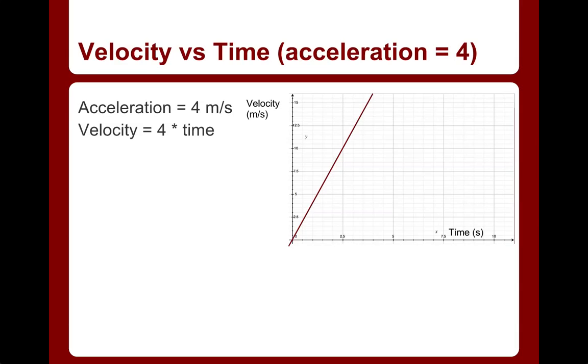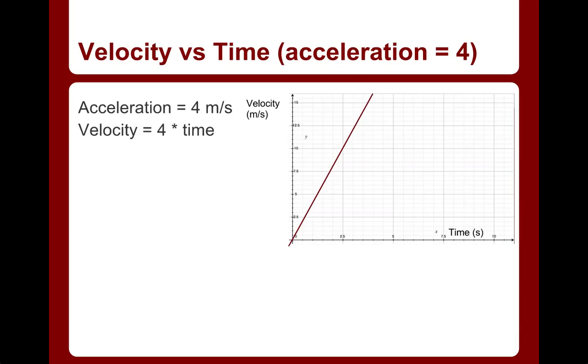Just multiply the time by 4, or the time times the acceleration. So after 1 second, the velocity is 4, after 2 seconds, the velocity is 8, and after 3 seconds, the velocity is 12.